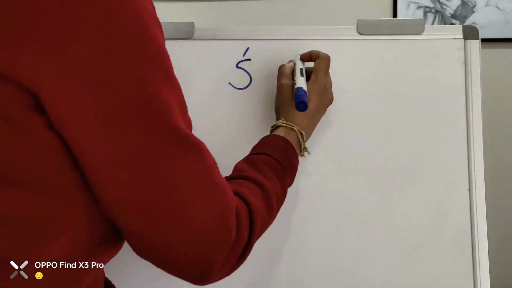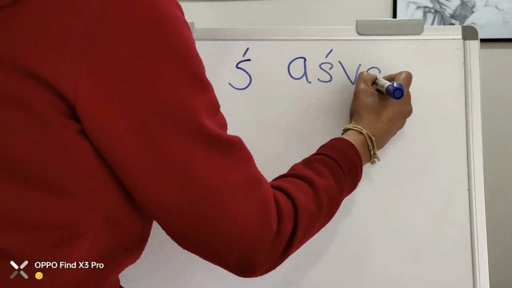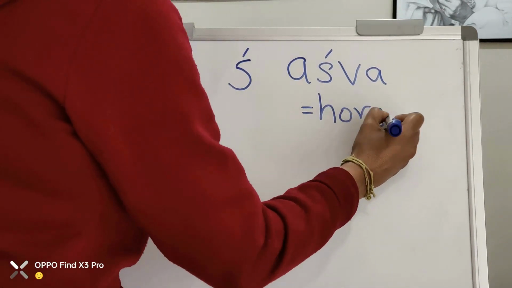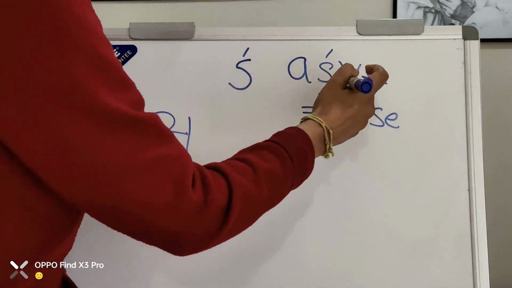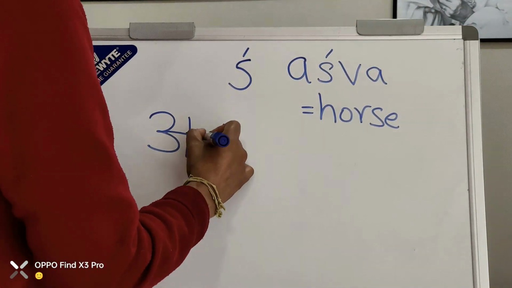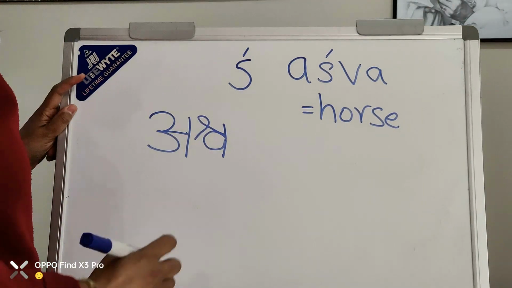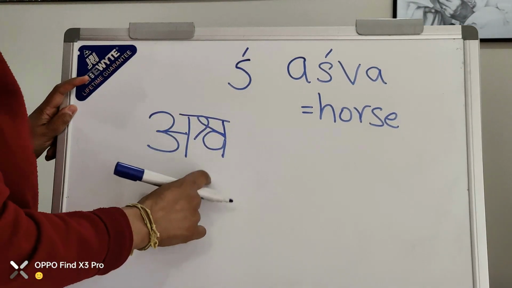Supposing we were to write ashwa. What does ashwa mean? You know it. That's right, horse. We write a and the v, and the sh sits on top like that. Okay. Ashwa. This is how it's written in the books.